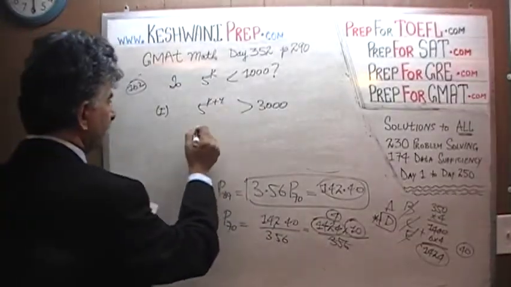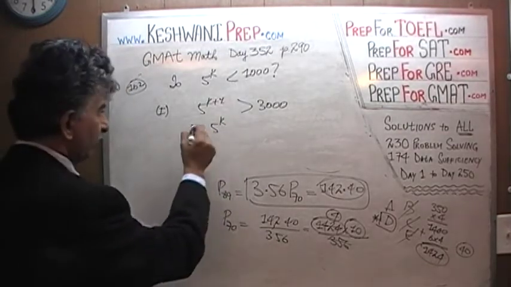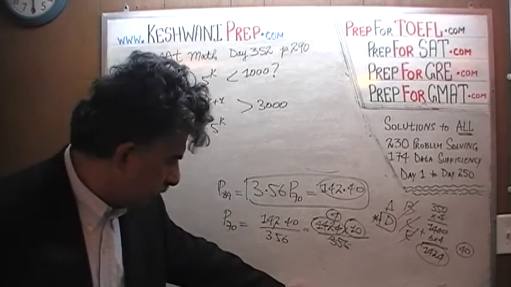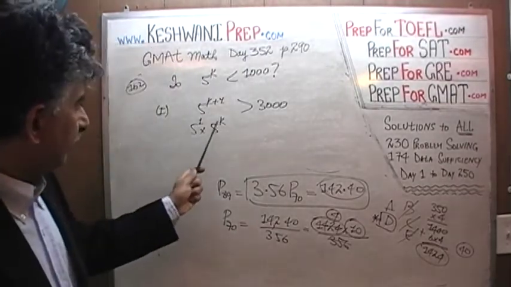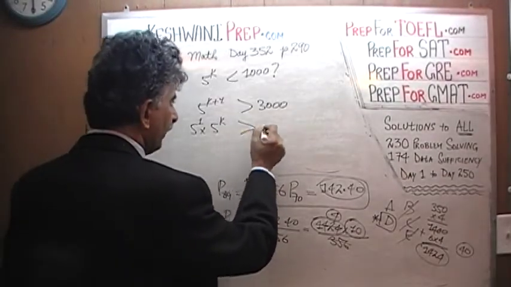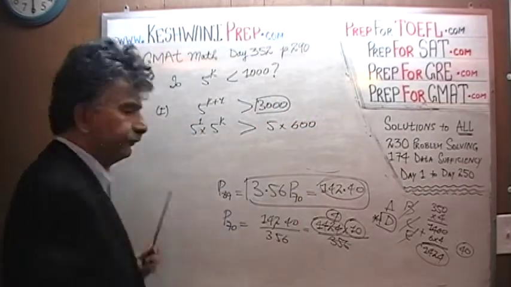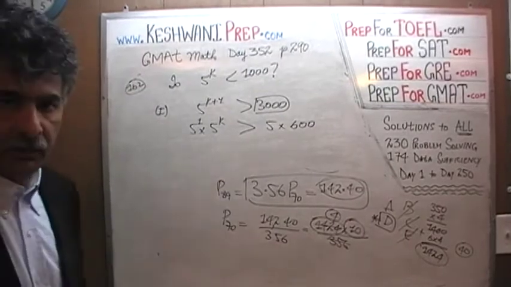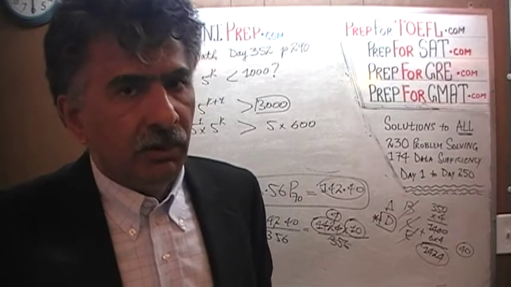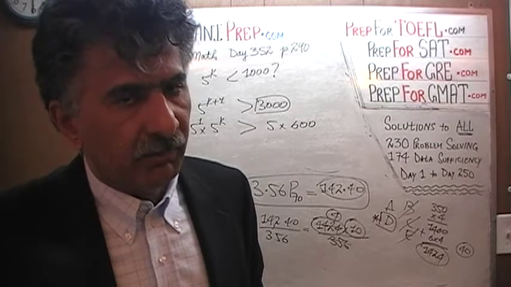Well, 5 raised to k plus 1 can be written as 5 times 5 raised to k, because 5 raised to 1 times 5 raised to k is simply 5 raised to k plus 1. And the question is, is this amount more than 3,000, which in turn can be written as 5 times 600. Now, since 5 is a positive number, we can divide both sides of this inequality by 5 without having to worry about reversing the direction of the inequality, because we're not dividing or multiplying by a negative number.